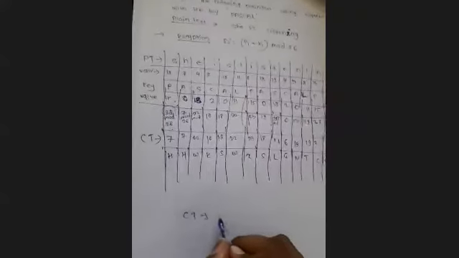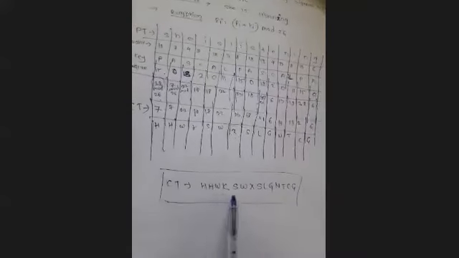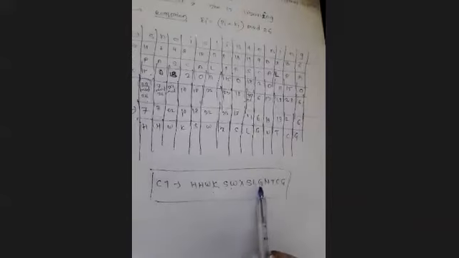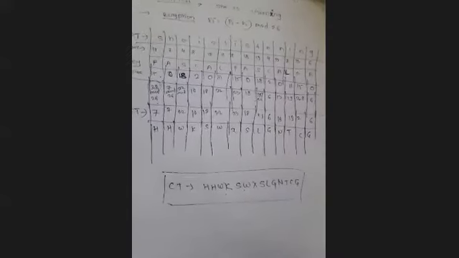Okay, so the final ciphertext for the given plain text will be H, H, W, K, S, W, X, S, L, G, N, T, C, G. This will be the ciphertext for the given plain text.